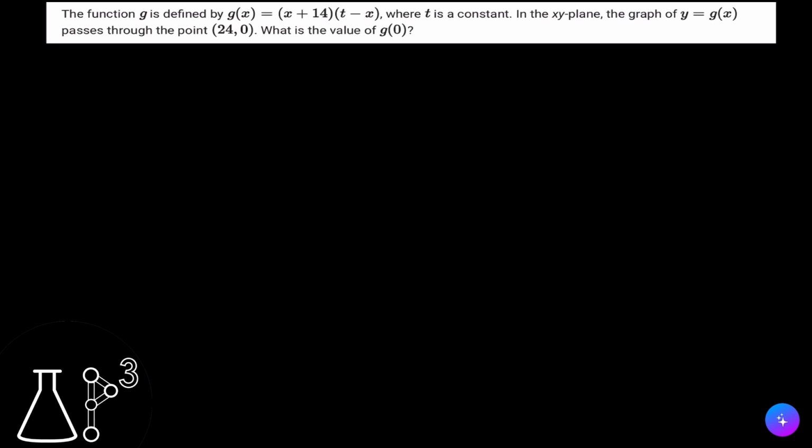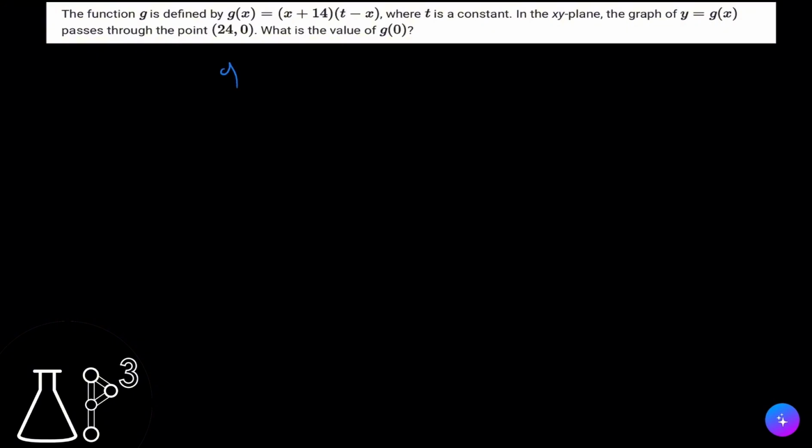So let me rewrite the function that's given for g. So g of x equals (x plus 14) times (t minus x), and t is a constant, and we're given that it passes through the point (24, 0). So what is (24, 0)? As we can see, (24, 0) is when our y value equals 0, and if our y value equals 0, therefore this is an x-intercept.